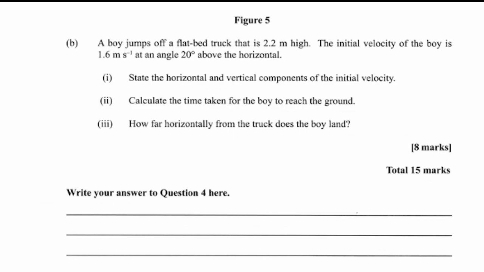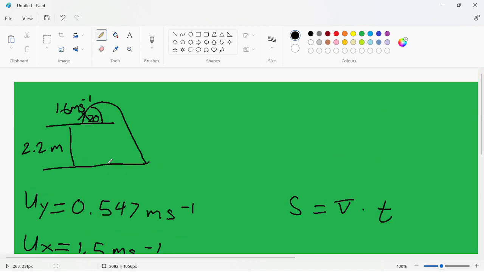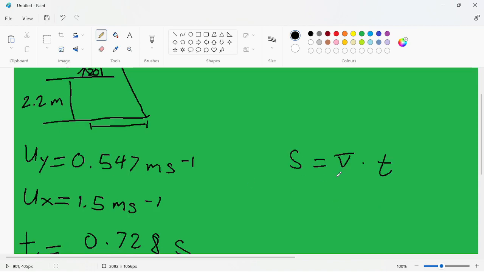So the third part of the question says, how far horizontally from the truck does the boy land? Now, in order to find that out, we can use another kinematics equation, and that will be S is equivalent to average velocity times time. Now, when they want to find how far from the truck the boy lands, they're actually looking for the distance between where he started, which is here, to where he lands, which is here. So they're looking for this distance. And this distance can be called the range. It is going to be the x distance, or the distance traveled in the horizontal plane. So S is going to be that distance.